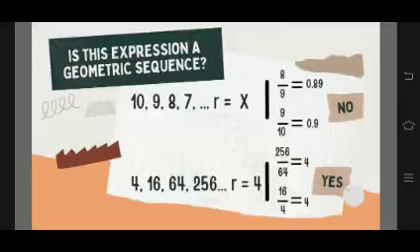The answer is no. The fourth given sequence is 4, 16, 64, and 256. Let's determine if it is a geometric sequence or not. So we divide a term by the term that precedes it, which is a of 4 divided by a of 3. 256 divided by 64 equals 4. That's the ratio of 64 and 256. But is it the same throughout the sequence? Let's get another one. We divide a of 2 by a of 1. So 16 divided by 4 equals 4. As we can see, they have a common ratio. So the fourth given expression is a geometric sequence. The answer is yes.